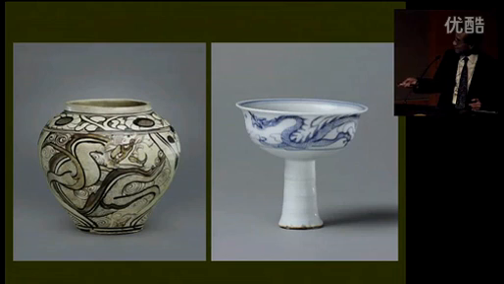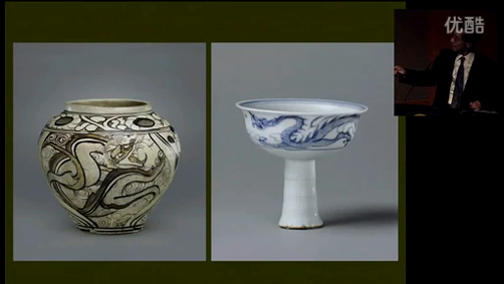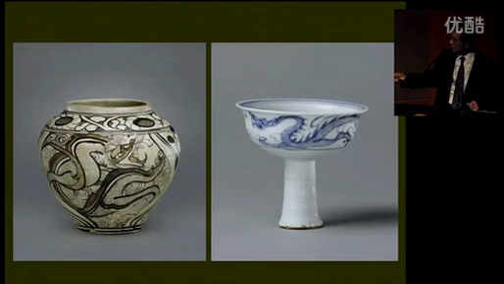Now, this is interesting. This is a kind of double absorption. First of all, you remember the stem cup, and then painting. Now, this stem cup is all the way from the far, far north, from North China, and you have a painted dragon on the piece.